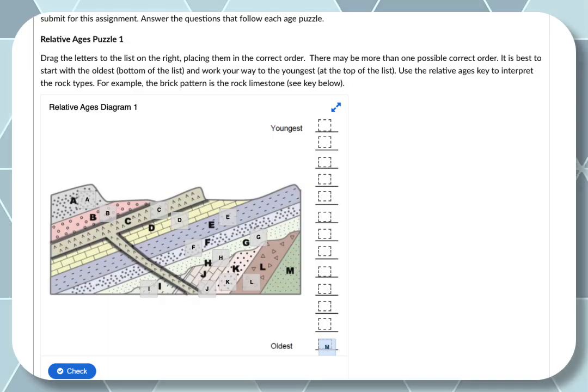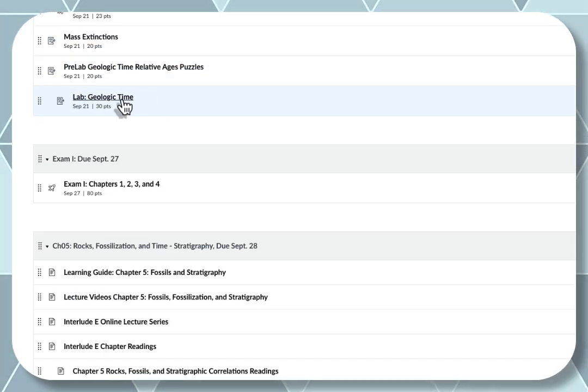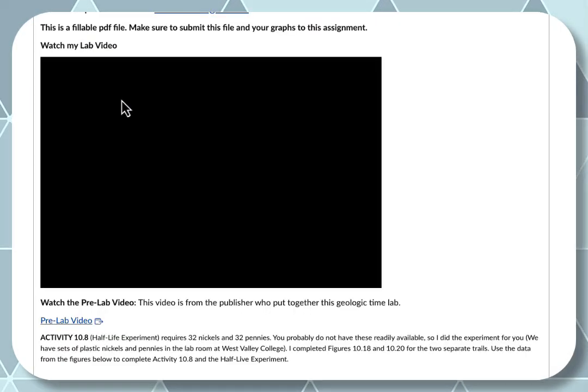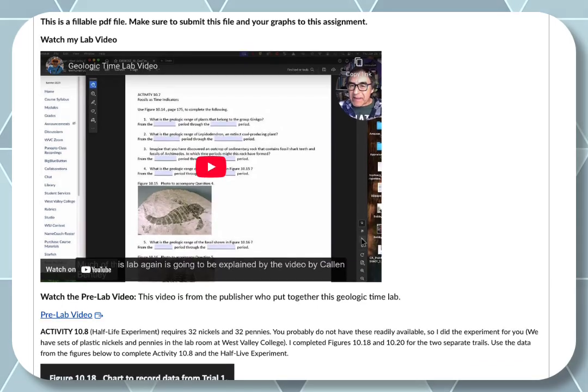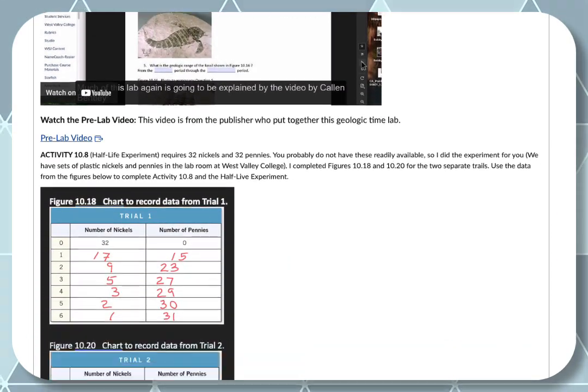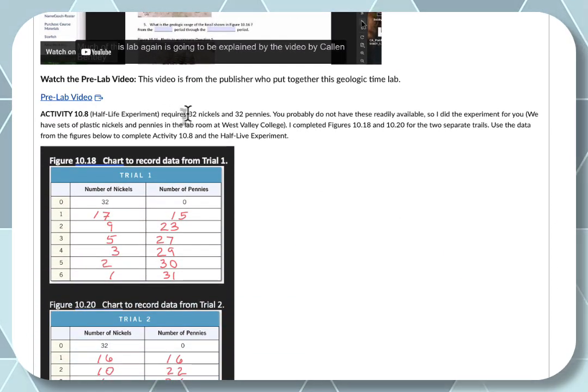Let's go back and look at the Geologic Time Lab, which I have here. On this one, I think I have a video. It's also a download the lab. It's a fillable PDF. Download the lab, watch my video, and then you'll see that it's going to ask you to use pennies and nickels, right? You probably don't have a bunch of pennies and nickels lying around. So I went ahead and did that experiment for you, and I have the data here. So use these data when you do the absolute time part of this lab.